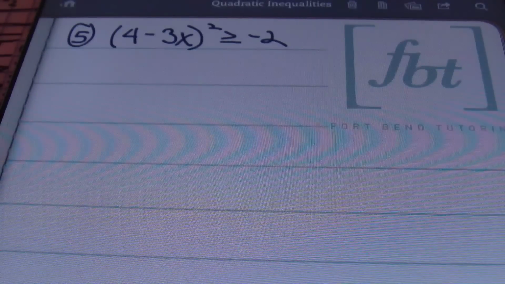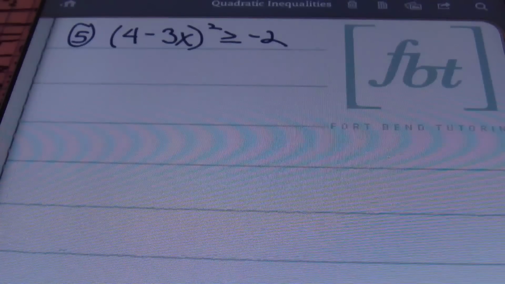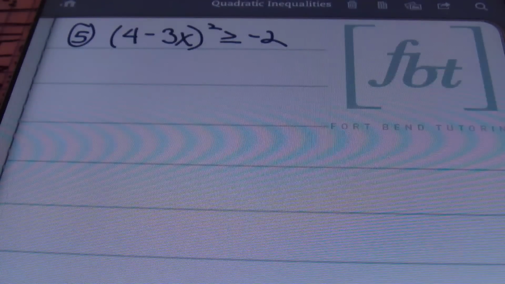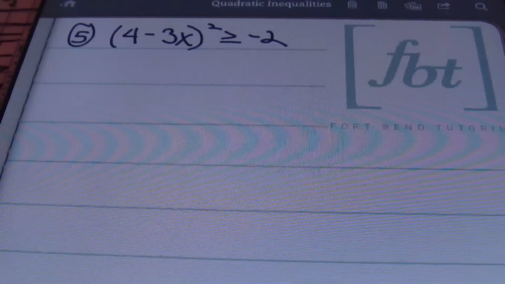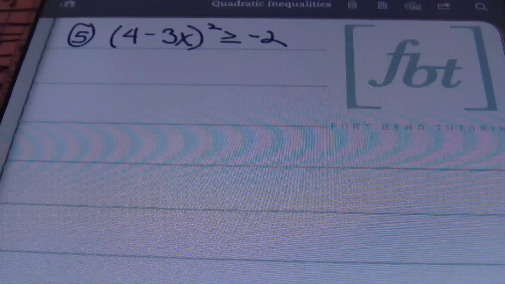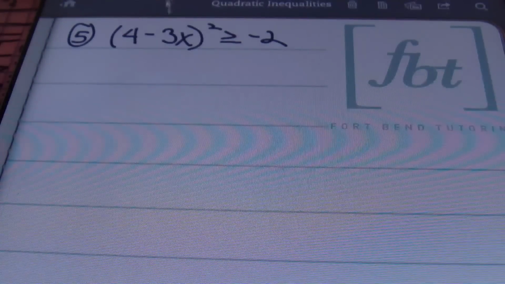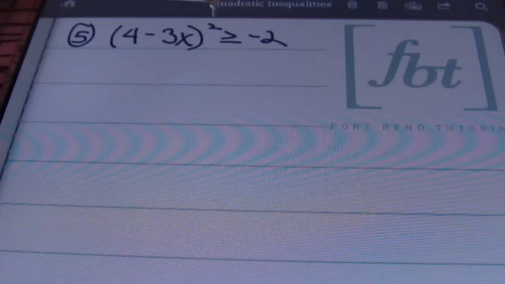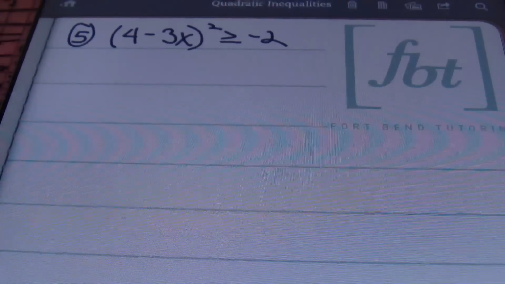Let's check out our next example, problem number 5, okay? In problem number 5, we have the quantity 4 minus 3x squared is greater than or equal to negative 2. Now, there is something special about this problem that you should recognize. One, you already have a quantity squared on the left side of the inequality, and your inequality is greater than or equal to a negative value.